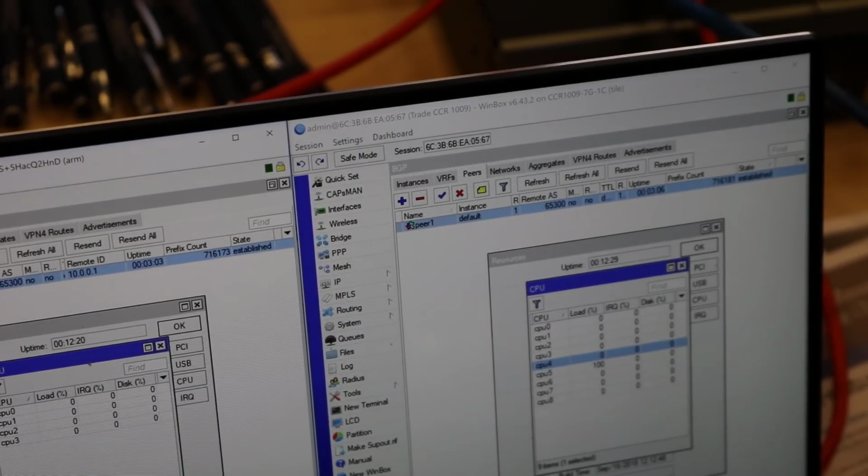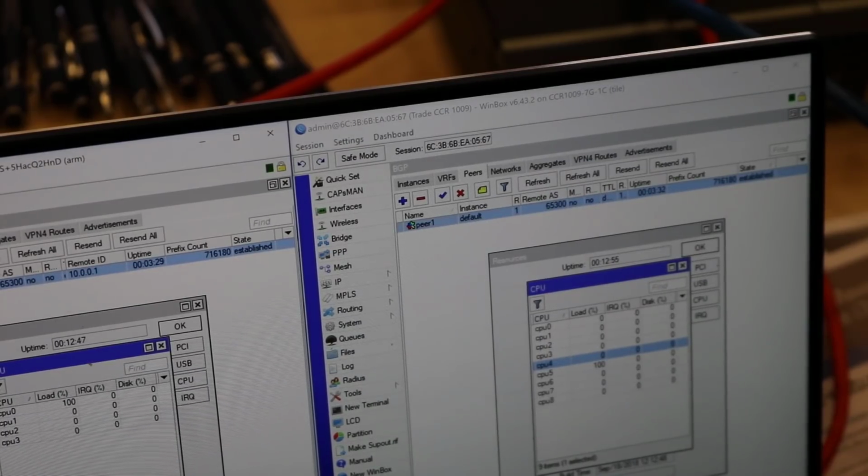All right, CCR has finally hit 716,000 routes at just over 3 minutes. And the CPU is still buried at 100%, just dealing with internet churn. These are bone stock configurations, nothing special done. There's no filters or anything like that in the way. So those of you saying your CCR doesn't have problems, yes, it does. There's the evidence.